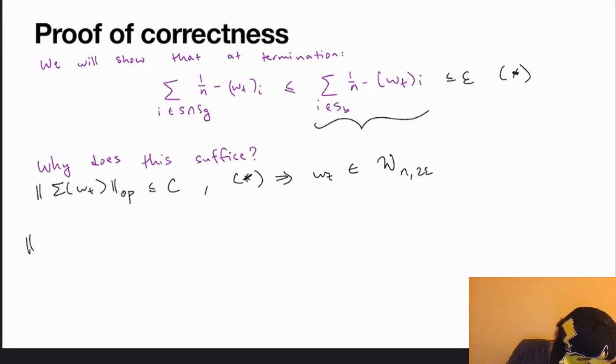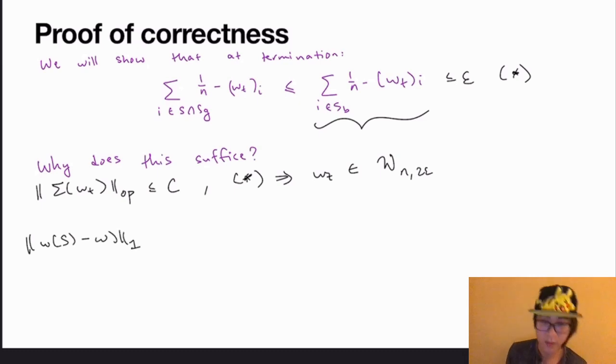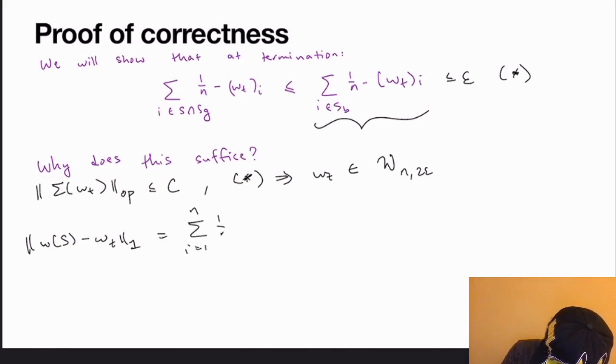But we have that W of S minus W in L1 norm. Well, this is Wt. But we always have that Wt is upper bounded by W of S because we're always removing mass from W of 0, which is W of S. So you can write this as simply the sum from i equals 1 up to n of 1 over n minus Wt of i.